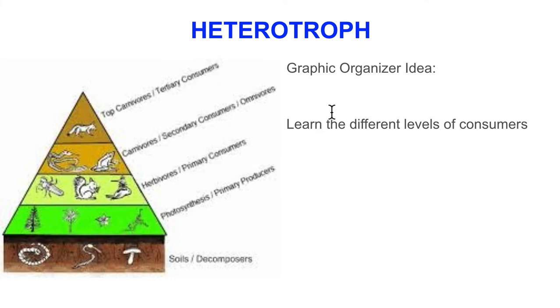So heterotroph, maybe compare the different levels of consumers. You guys should already know this, but remember I have primary producers or producers, then I have primary consumers, secondary consumers, tertiary consumers are at the top of that food chain.